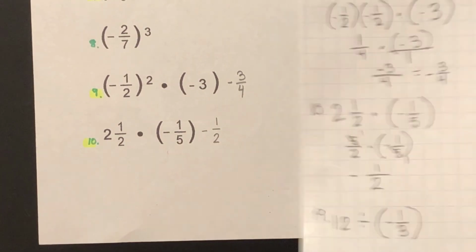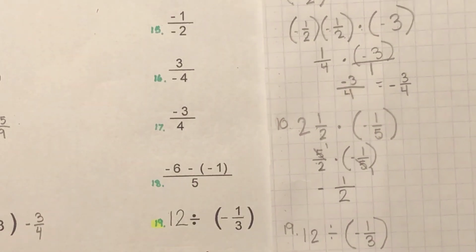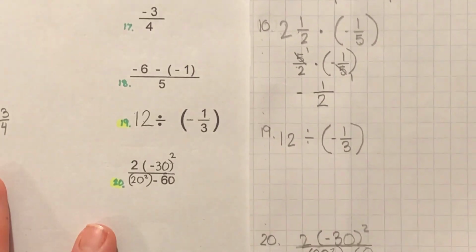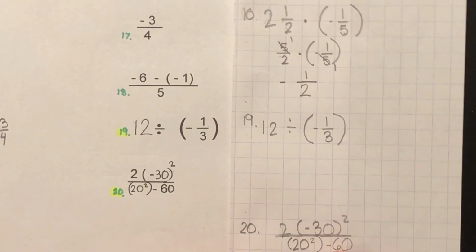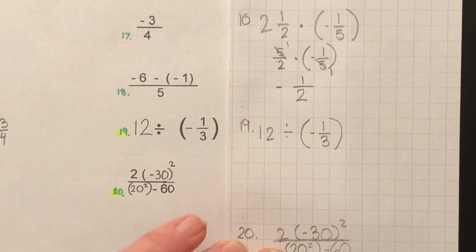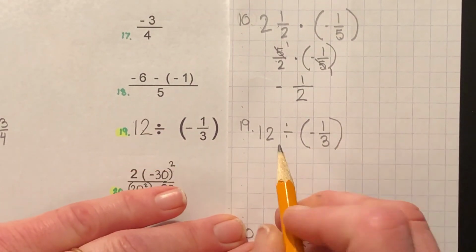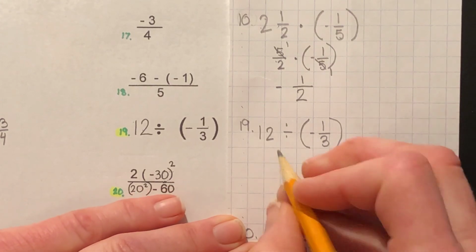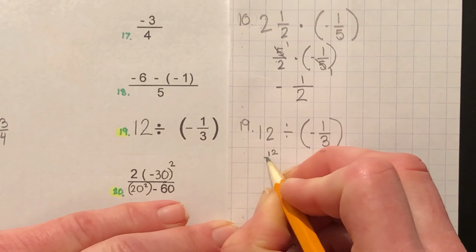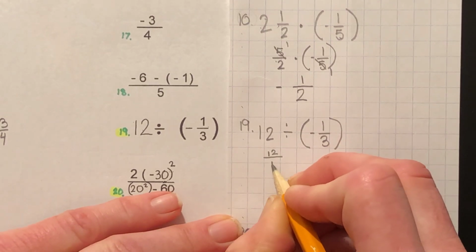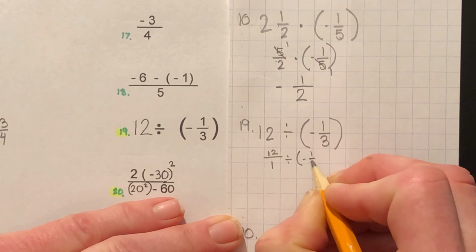Let's go on to the last two that we'll do together, 19 and 20. 19 right here. I copied it exactly. 12 divided by negative 1/3. Let me first write this out as two fractions. Hope I don't run out of room. I'm going to try to write this small. 12 over 1 divided by negative 1/3.